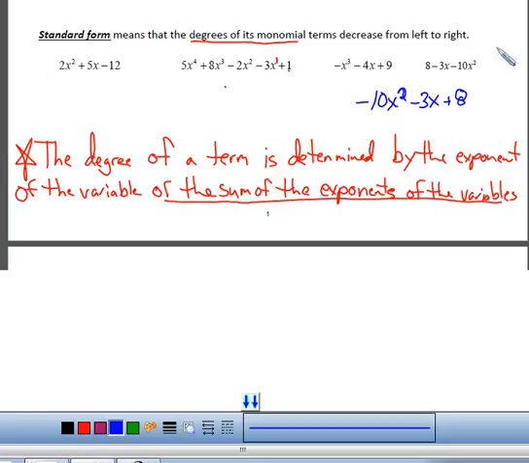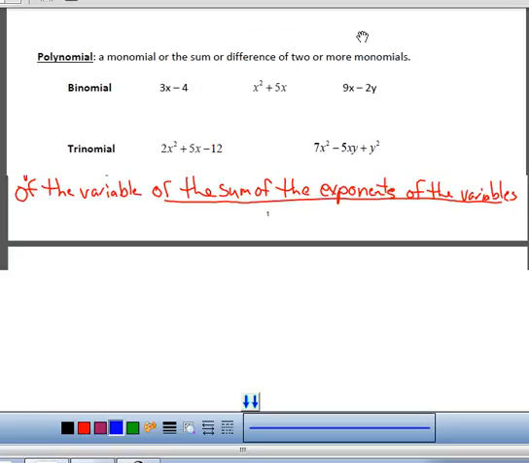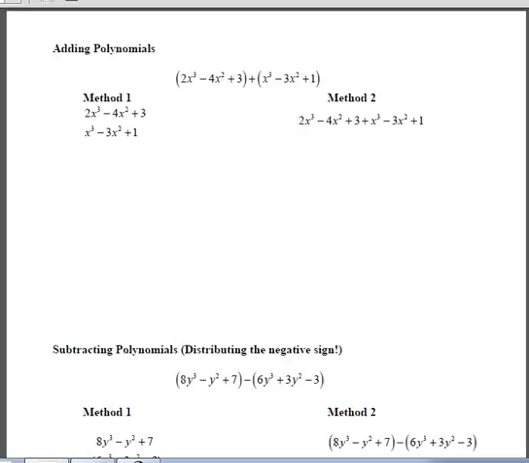Alright. So we have some examples that we're going to do on the next page of adding and subtracting. We'll be writing our answers in standard form. Luckily they'll just work out that way, so it won't be a big deal. So go ahead and look at page 2.